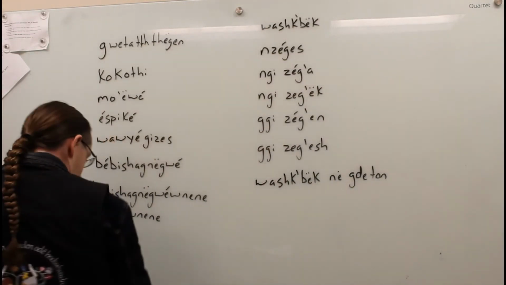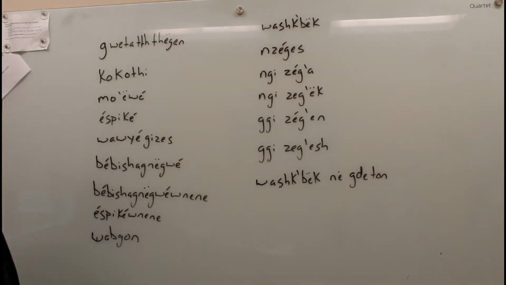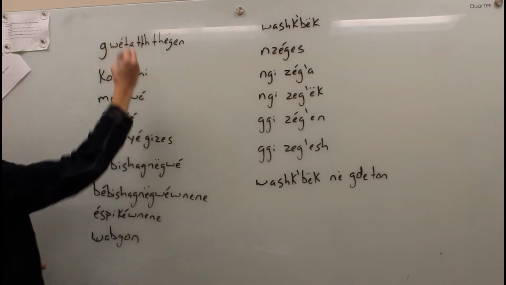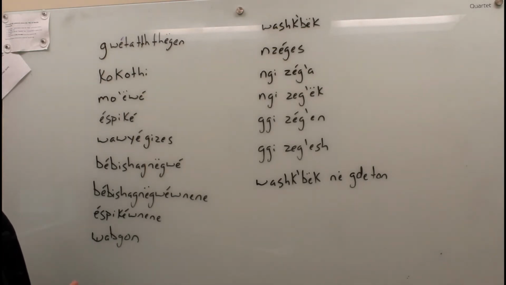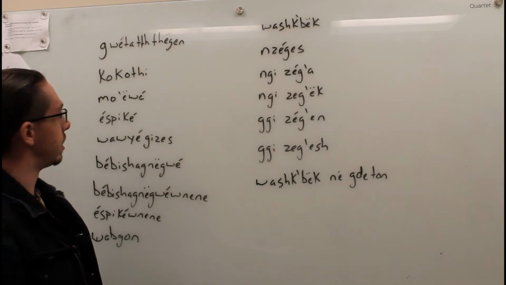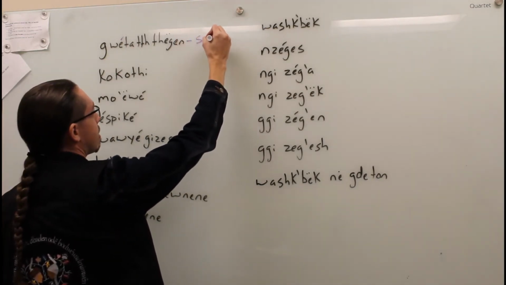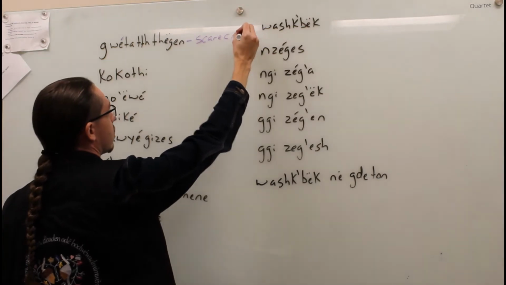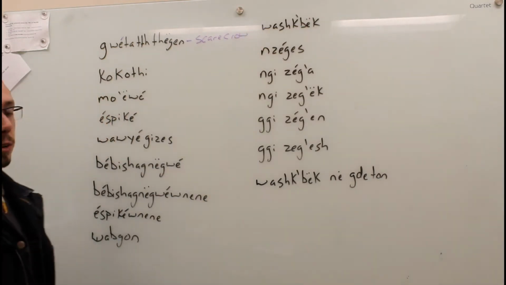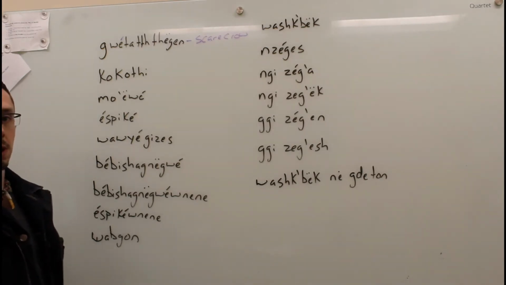Ujumine. So today we're gonna go over some terms that you can use for Halloween time. So we'll start off here. Guentachigun is a scarecrow. Guentachigun, scarecrow.